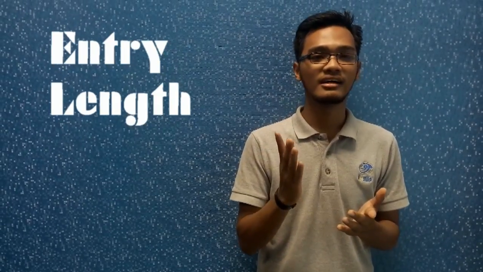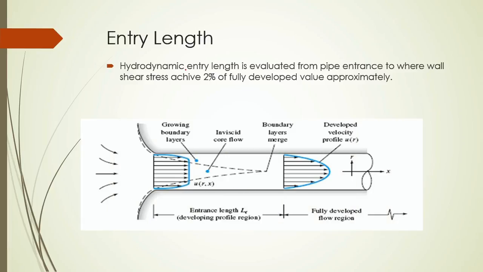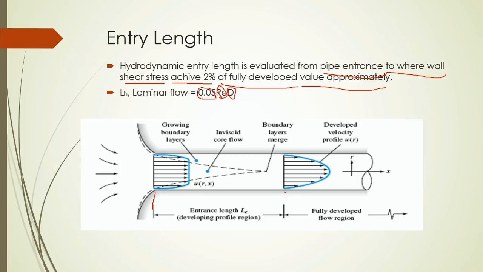I'm from mechanical engineering. I will explain about entry length in the entry region from laminar flow. Laminar flow in tubes, entrance region, entry length. Hydrodynamic entry length is usually taken to be the distance from the pipe entrance to where the wall shear stress reaches within 2% of the fully developed value, approximately. In laminar flow, we have 0.05 times the Reynolds number of the flow times the diameter of the pipe. The entry length is from this part to this part, before it becomes the fully developed flow region.